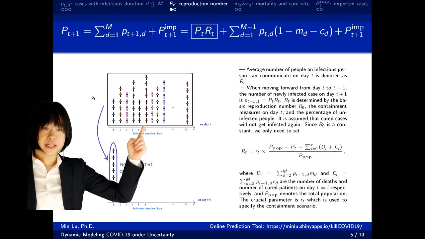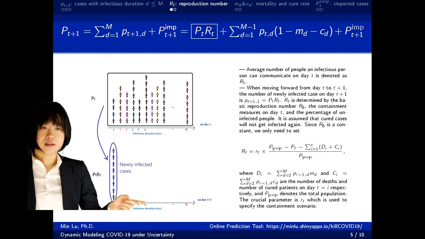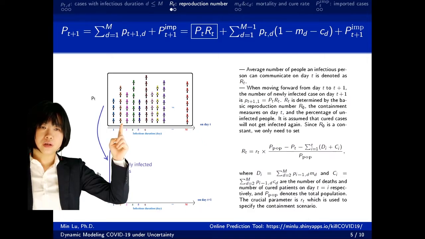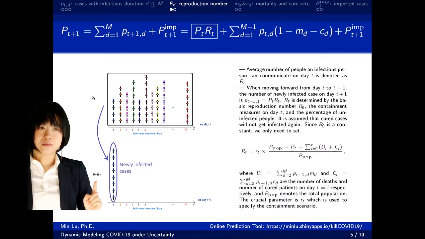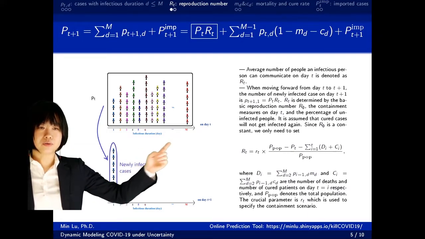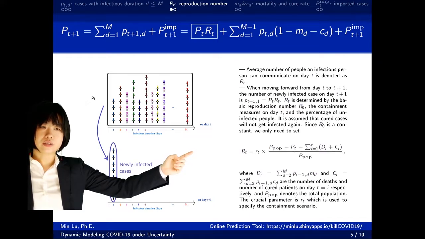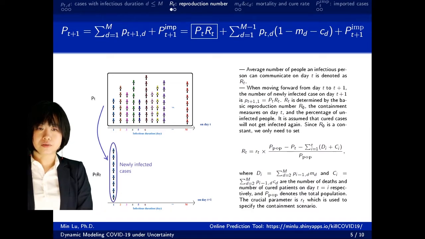When moving from day t to day t plus 1, the number of newly infected cases is the total number of infectious cases on day t times the reproduction number, which can be interpreted as the average number of people an infectious person can communicate with on day t. When we consider this reproduction number, we have taken into account the percentage of uninfected people. For example, if the population are all infected, of course the reproduction number will be 0.